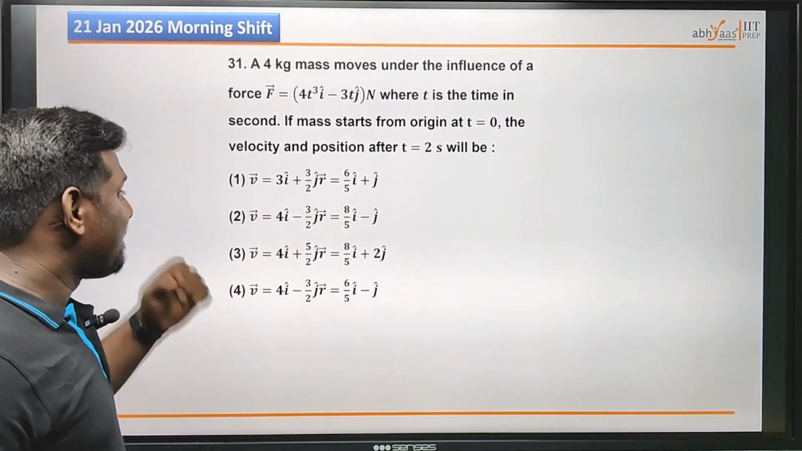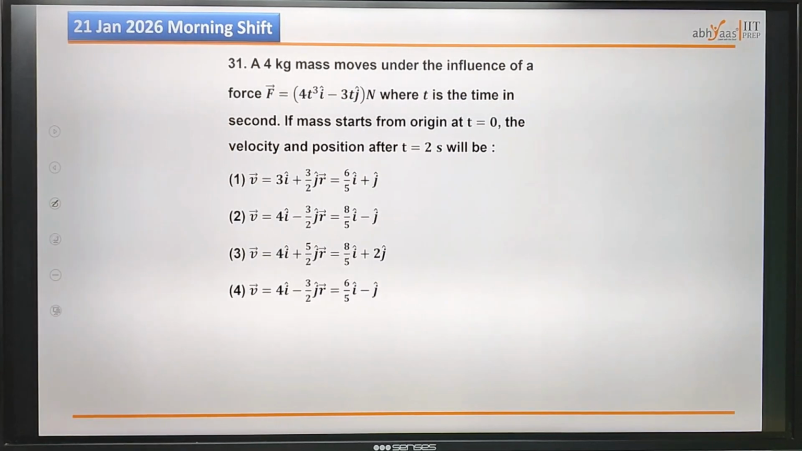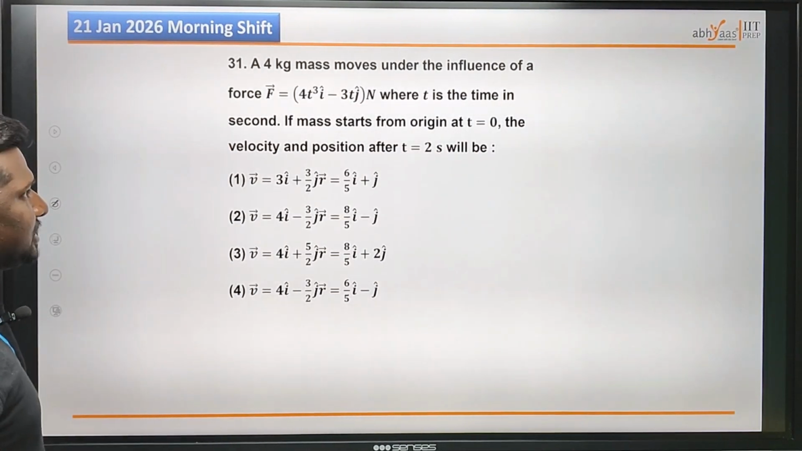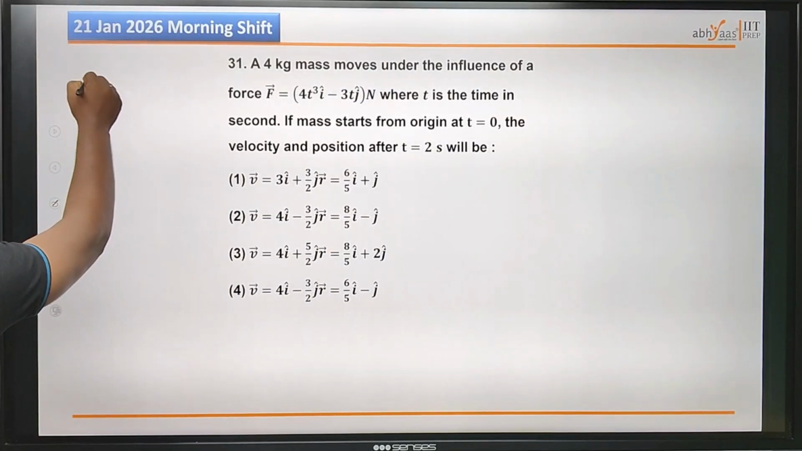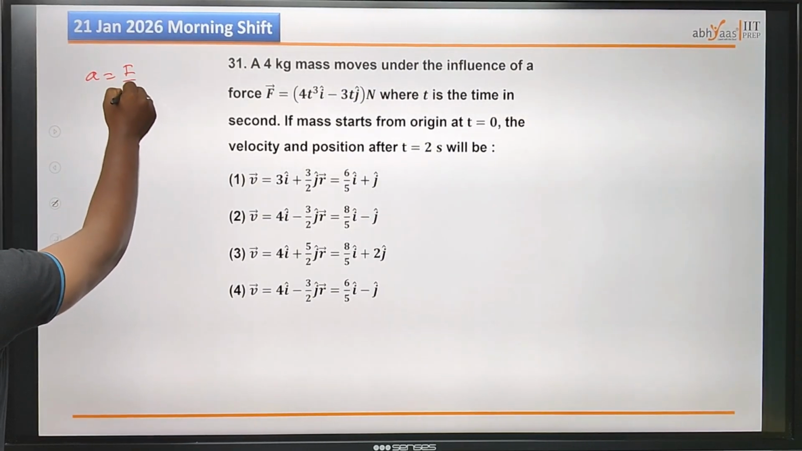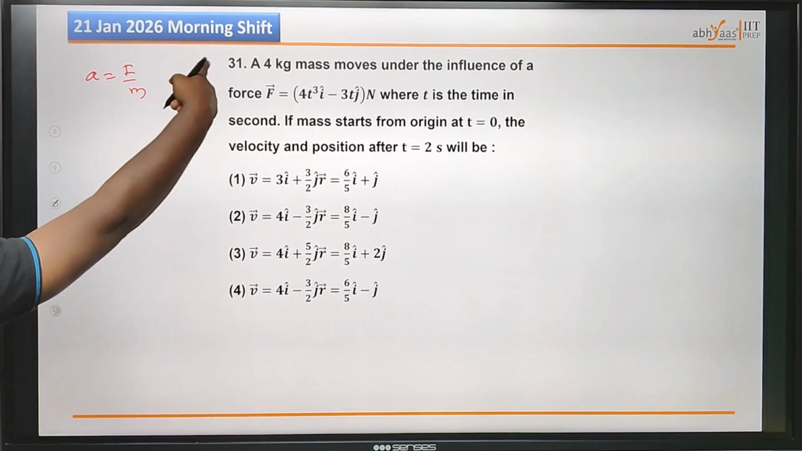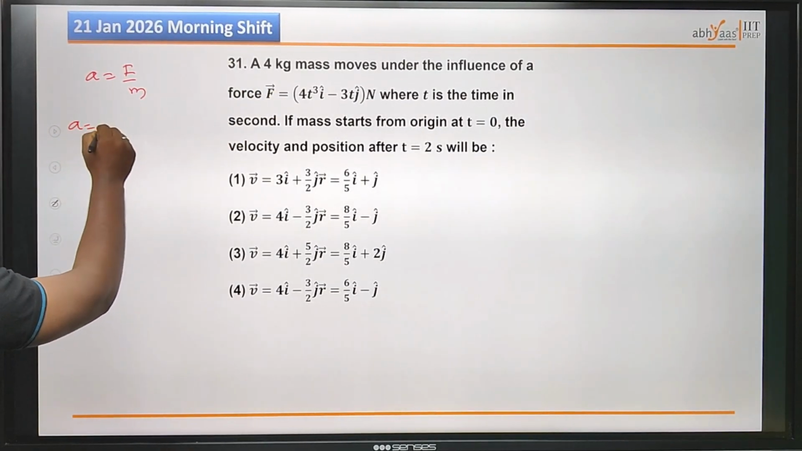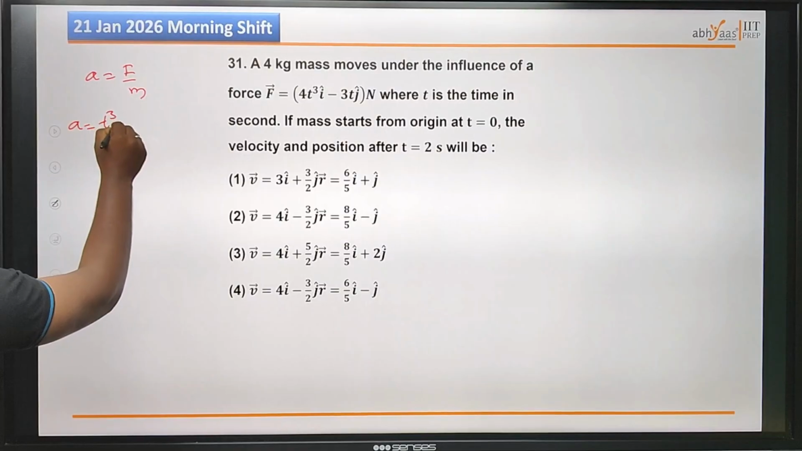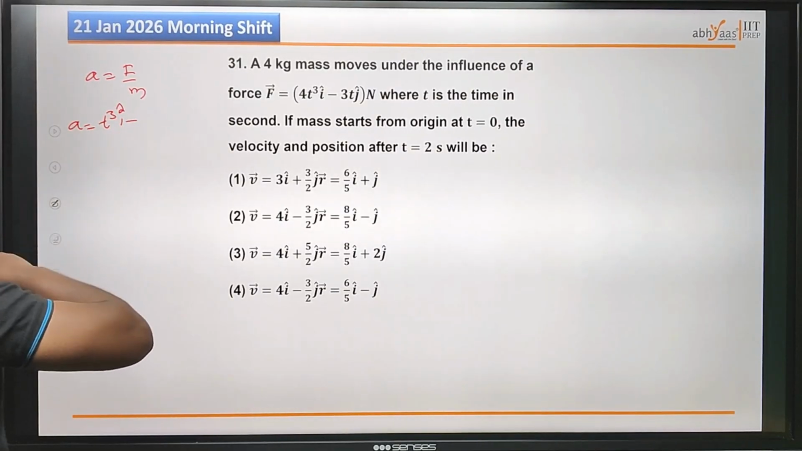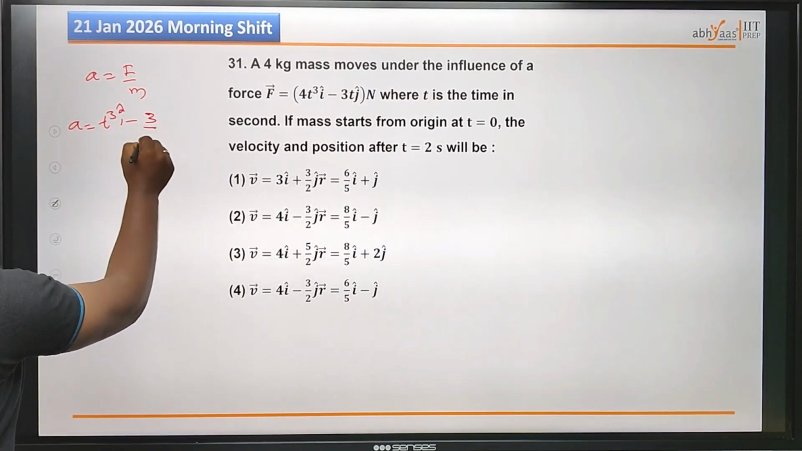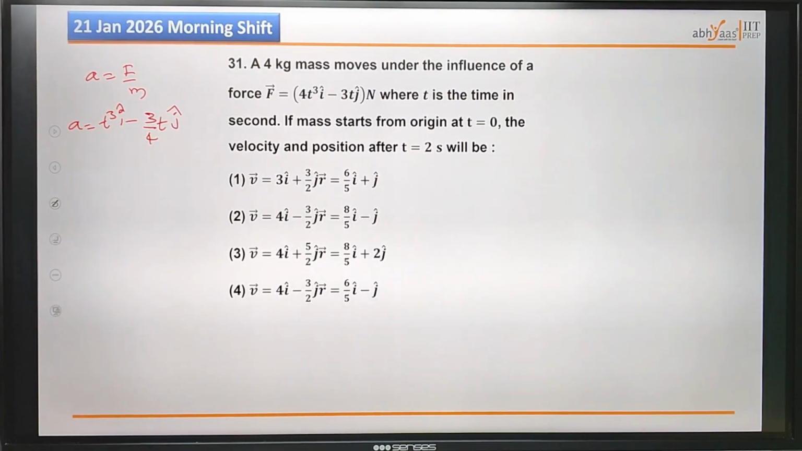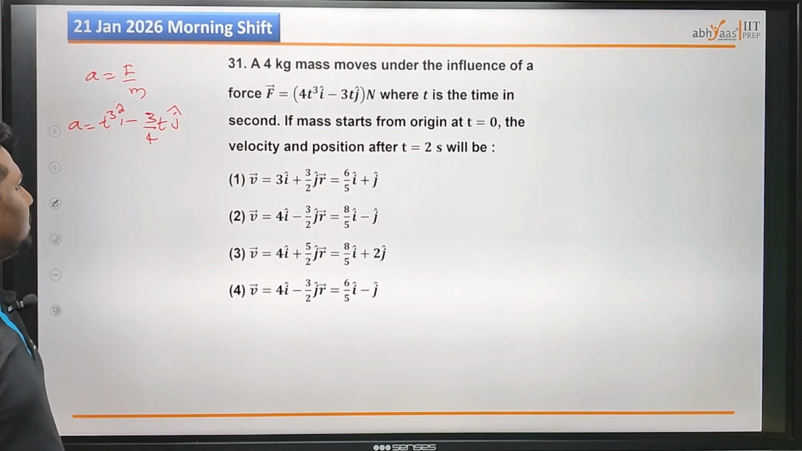If you observe here, if you want to find velocity, you must need acceleration. Acceleration can be written as F by m. They have given force and they have given mass. So acceleration is nothing but t cube i cap minus 3 by 4 t j cap. This is along the x-axis and along the y-axis.